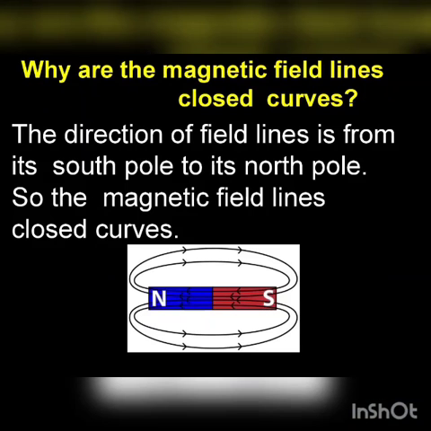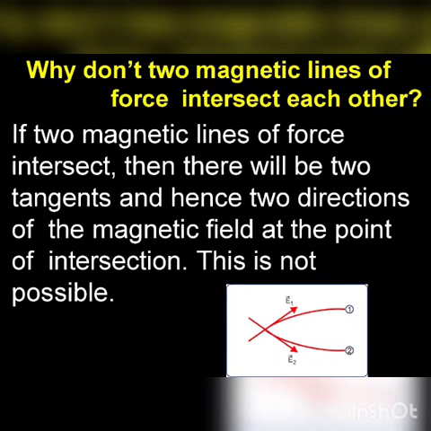Why are the magnetic field lines closed curves? The direction of the field lines is from the south pole to the north pole inside the magnet, so the magnetic field lines are closed curves. Why do two magnetic lines of force not intersect each other? If two magnetic lines of force intersect, then there will be two tangents and hence two directions of the magnetic field at the point of intersection. This is not possible.